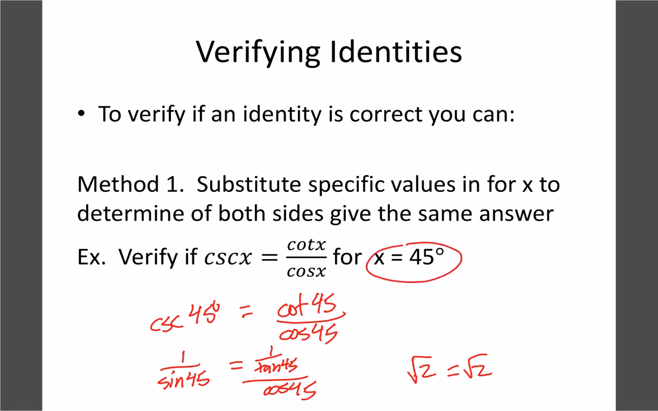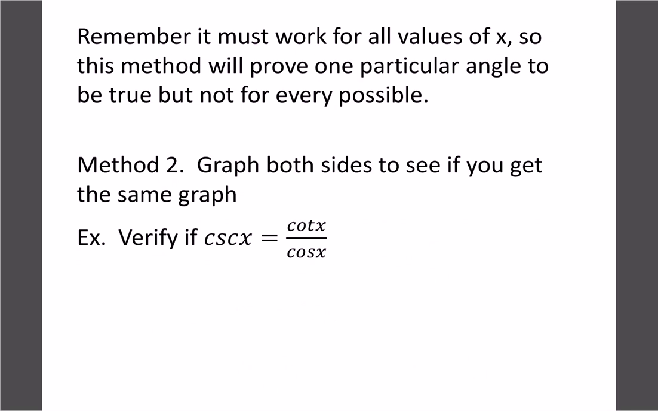And remember, we want to prove that this has to work for all values. So we need to get every possible value of x working. So it doesn't make sense to try every value of x because it's impossible. We can't do an infinite number of solutions. So it works well to verify that an angle is correct, but it doesn't work as a proof.